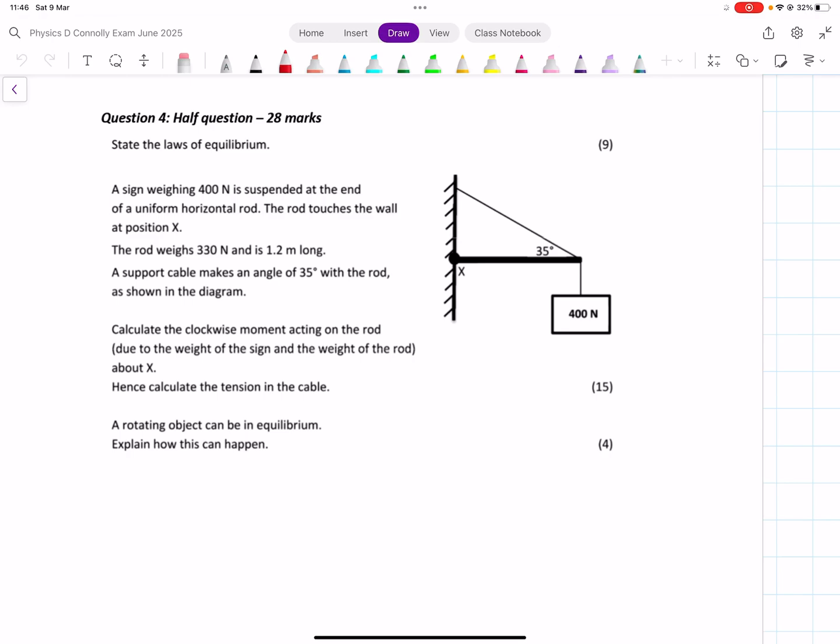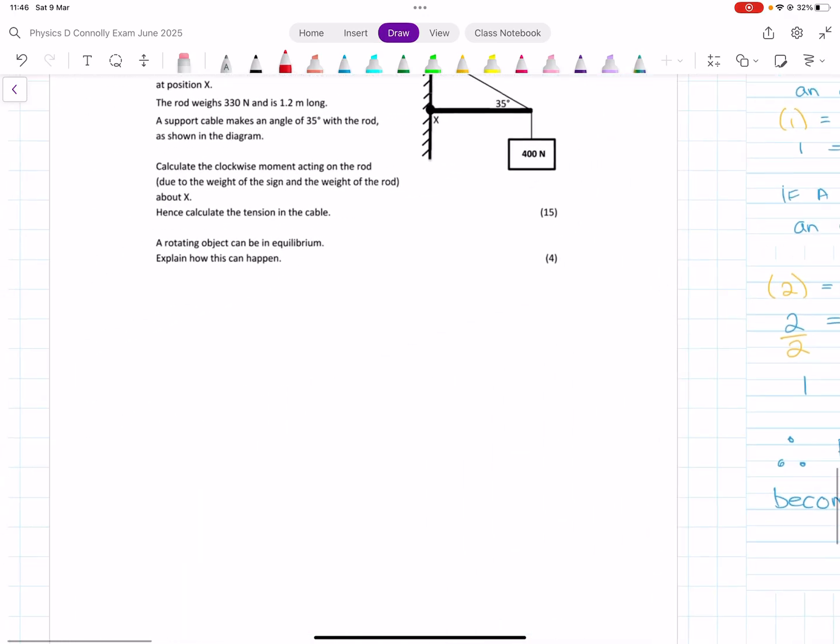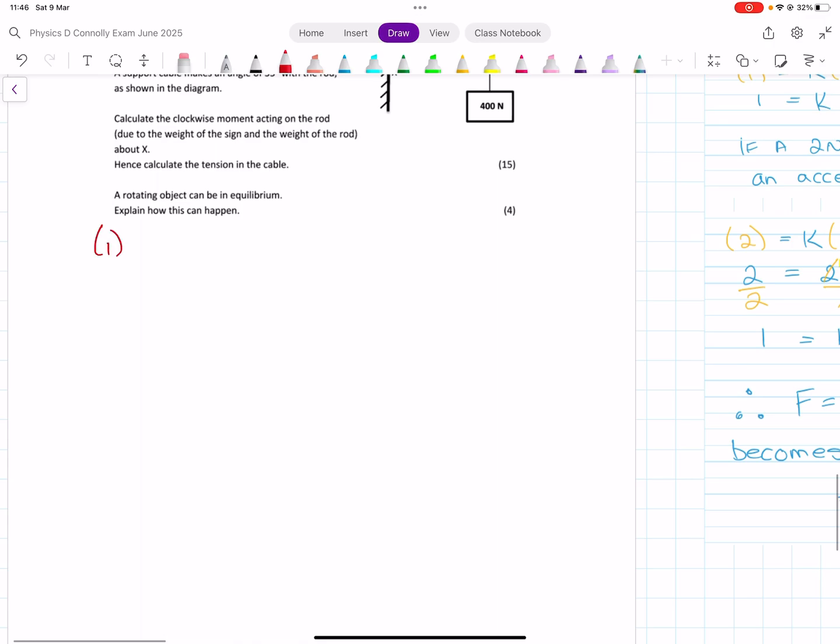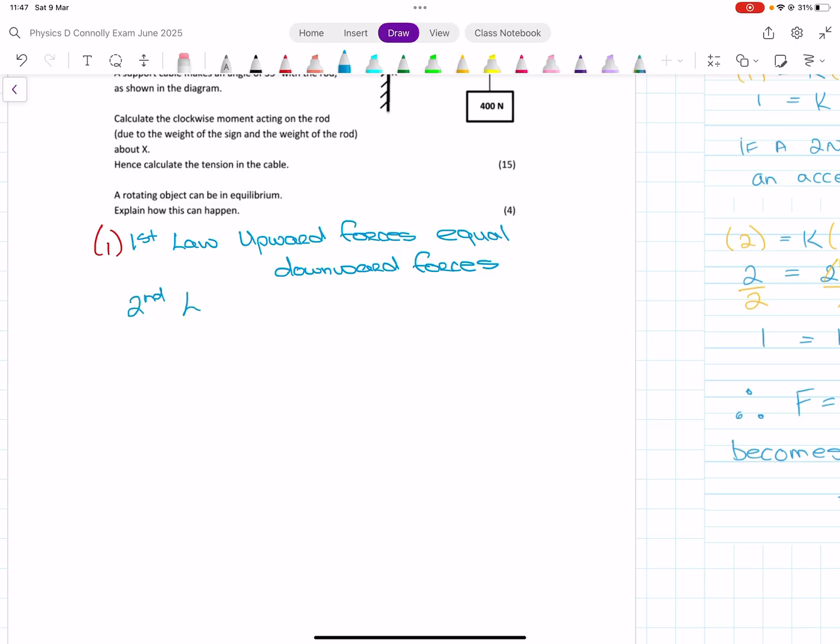Right, so the last question. Label them off again. Just go underneath. Part 1 is state the laws of equilibrium. So the first law is the upward forces equal the downward forces. And the second law is that the clockwise moments equal the anti-clockwise moments.